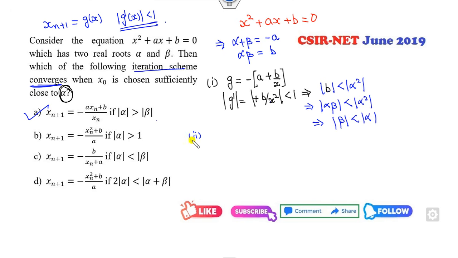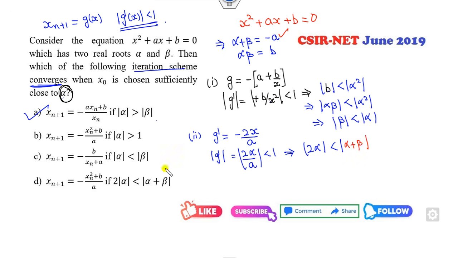Similarly, look at the second option. Your target is to find g dash. What is g dash? It is minus 2x over a. So what is g dash at the point alpha? It is 2 alpha over a. It must be less than 1. That means 2 alpha must be less than a. I can substitute a as alpha plus beta, but he said alpha is greater than 1. It is not always true.